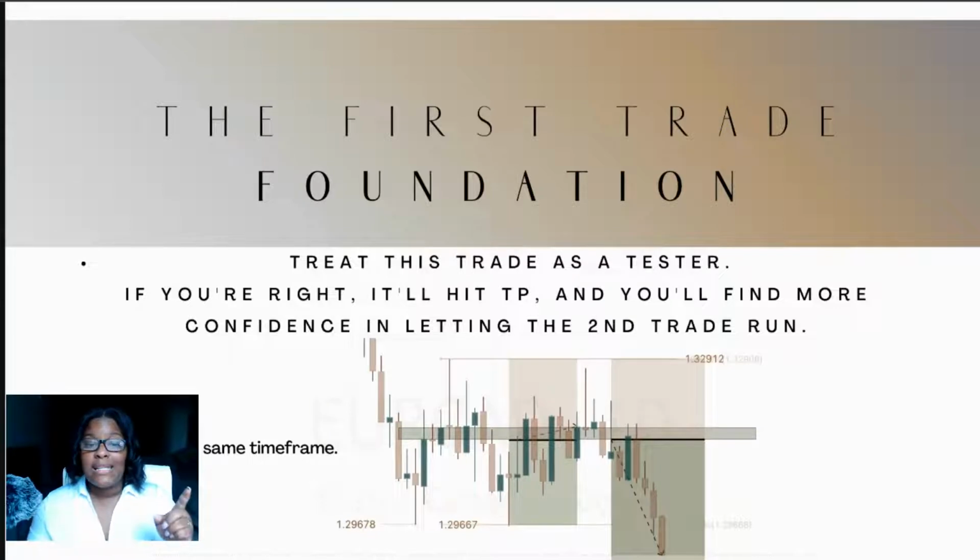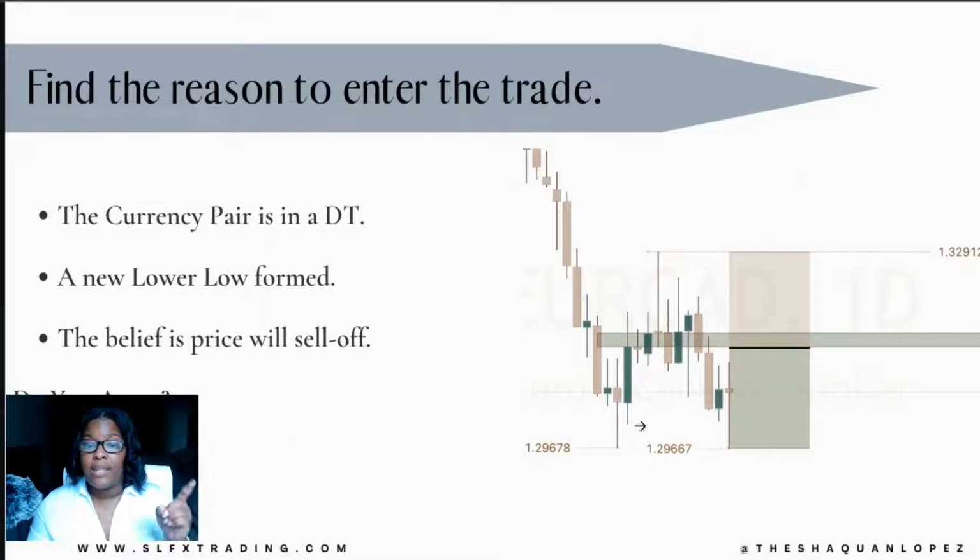Because remember what I did in the last slide. In the last slide, I said that price is in a downtrend. When you say that price is in a downtrend, what you are saying is you have the belief that price can pass the previous low. How do we know that? Because it just did it right here. It went from 129,678 down to 129,667. Do I not have the same belief that price could do it again?